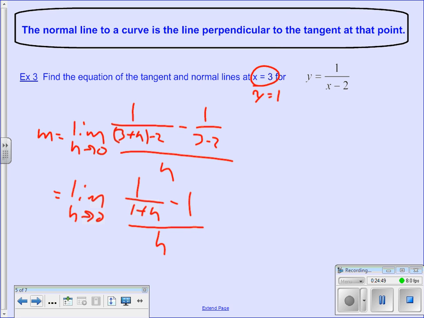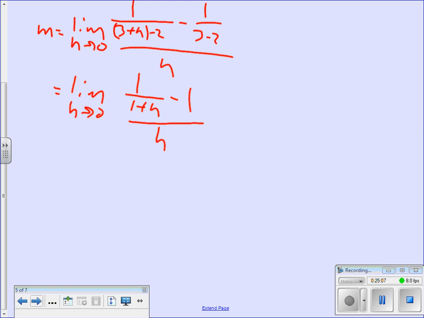Now pay close attention. When you have a compound fraction, we don't like compound fractions. How do you get rid of a compound fraction? Using your eraser does not count. What you do is multiply by the common denominator. I want no fractions on top. In my numerator, the only place where I have a fraction in a fraction, my common denominator is 1 plus h.